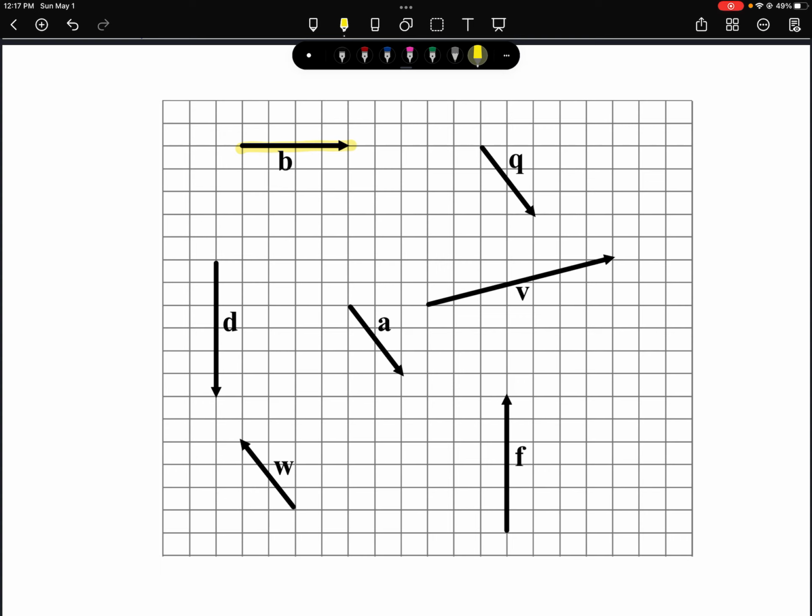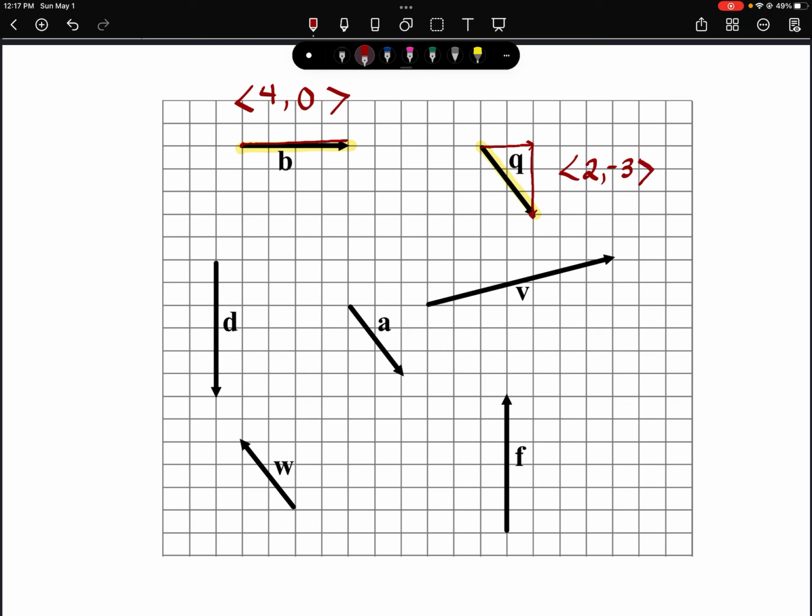Starting out here with B, as we look at it there, we're just going to write it in this form. It looks like it starts here and it goes to the right 1, 2, 3, 4 units. So we know the horizontal component is 4. It's not going up or down, so we'll call that 0. The next one we'll look at is Q. It's going down to the right. As we look at the horizontal component, it's going to the right 2. And then it's going to go down 1, 2, 3. So we're going to have a negative 3 for the vertical component.